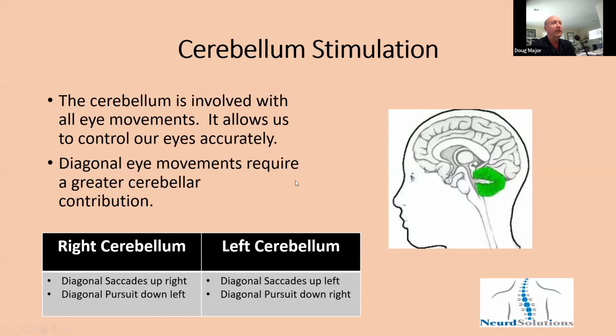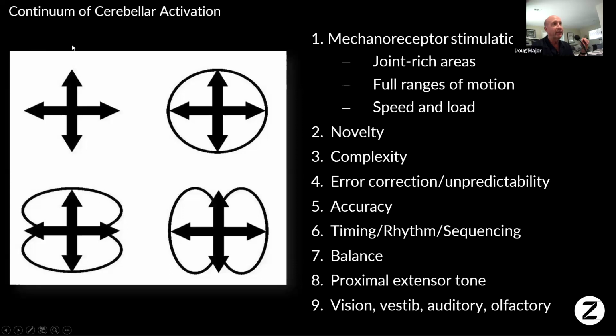So just again, in a nutshell, cerebellum stimulation. Think about the right side, saccades up, pursuits down, left side opposite. And then this idea of the continuation of cerebellar activation. Mechanoreceptors, joints is really a lot of input, but remember the novelty to get the cerebral system active. Remember novelty, complexity, and the error correction, unpredictability, nature of that.